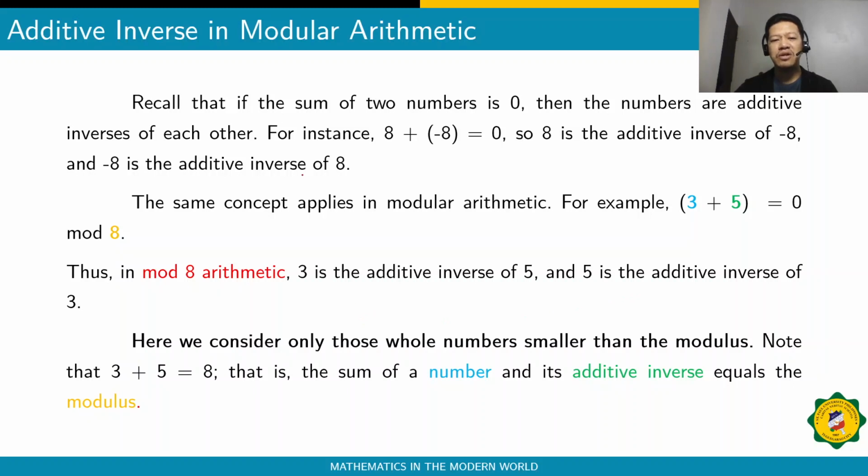In modular arithmetic, we have to consider only those whole numbers smaller than the modulus. Note that 3 plus 5 equals 8. That is, the sum of a number and its additive inverse equals the modulus. So you can actually use that statement or concept in getting the additive inverse of a given number in modular arithmetic. Let's have some examples.